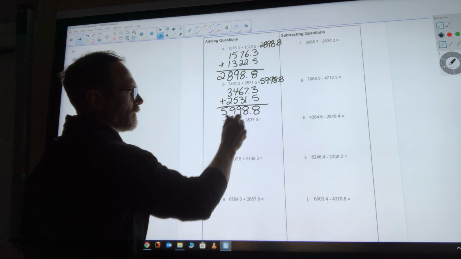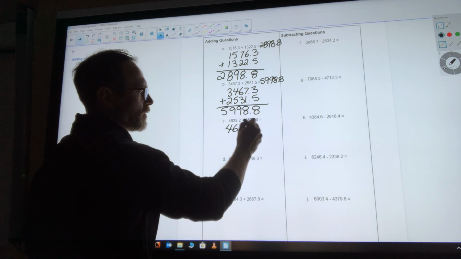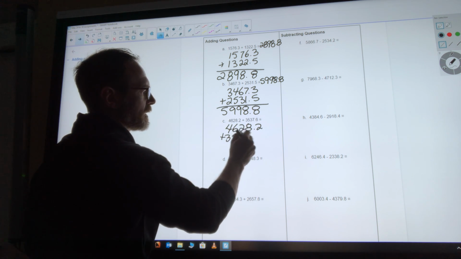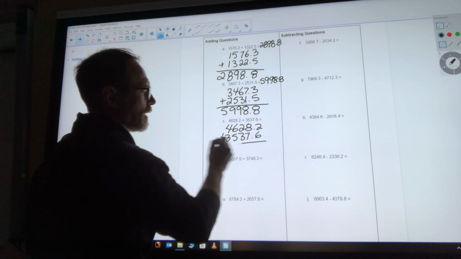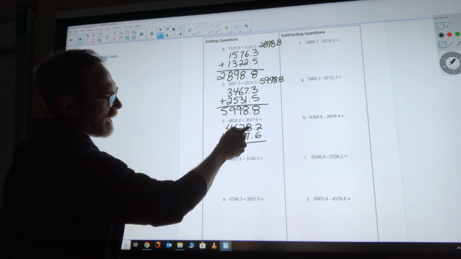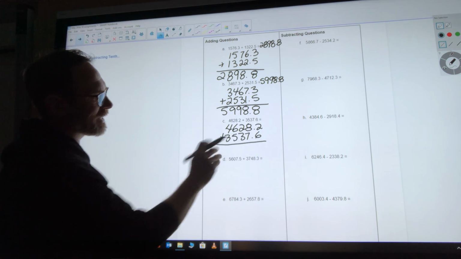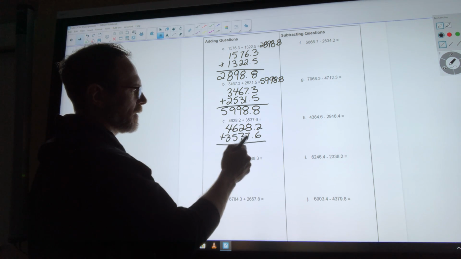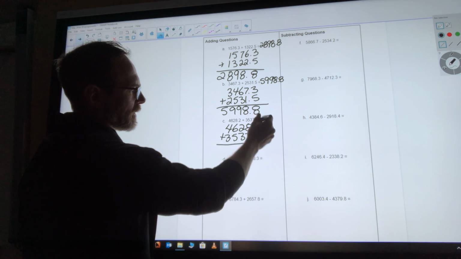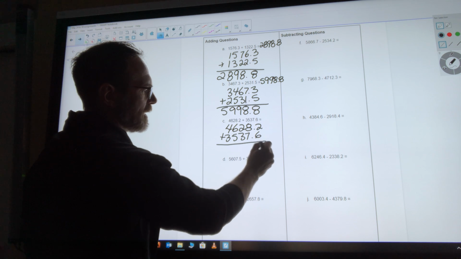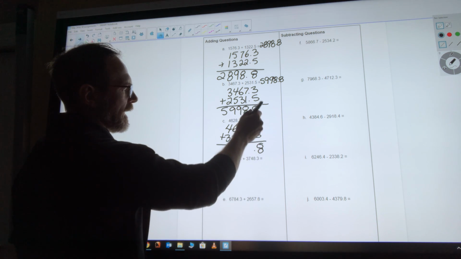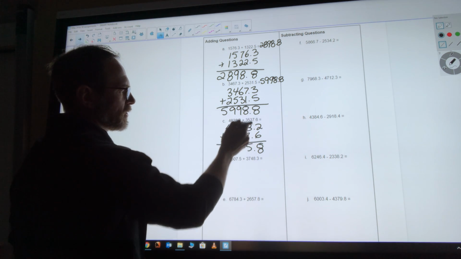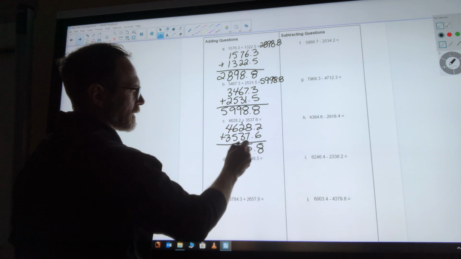Now, for C, I have 4,628.2. I'm going to add 3,537.6. I know my answer is going to be 7,000. Oh, it looks like it'll be about 8,100 roughly, going by my front end here. So let's look at the question. So 2 plus 6 is 8. Should I drop my decimal? 8 plus 7 is 15. So I'm going to do the 5 here. I'm going to carry the 1. 1 plus 2 is 3. 3 plus 3 is 6. So that's 60.